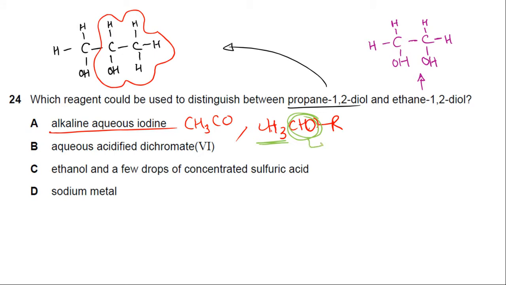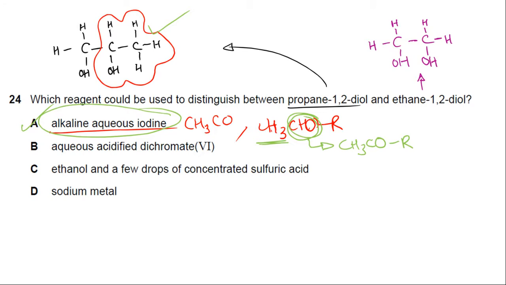Oxidation also occurs when we perform the iodoform test. So this CHOH secondary alcohol gets converted into a methyl ketone, and this is the reason why this will give a positive iodoform test. In the case of ethane-1,2-diol, I don't see a methyl, so that's out of the question, and there you go, the answer is A.